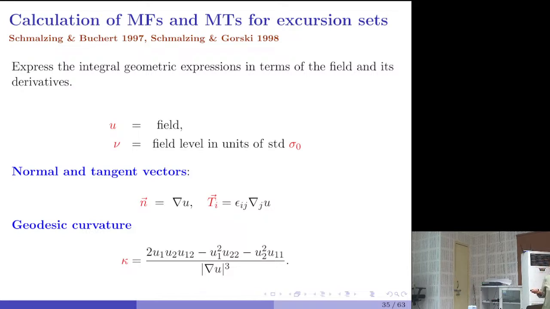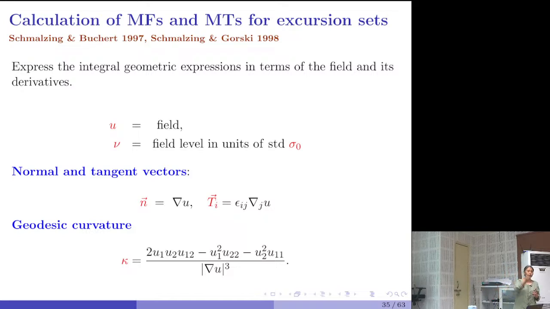U1 is the first derivative. Sorry, I am doing a two-dimensional manifold, so there are two derivatives, U1 and U2. The index means the derivative with respect to the first coordinate and the second coordinate. And 1,1, 2,2 and 1,2 are the second derivatives. So there are three of them. Is that clear? So far this is just writing these quantities in terms of the field.